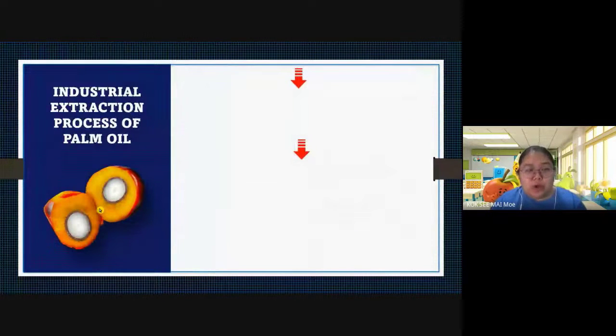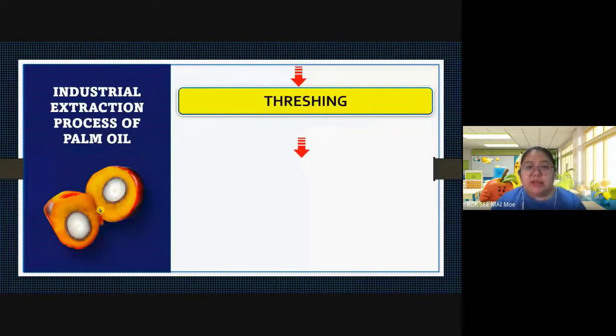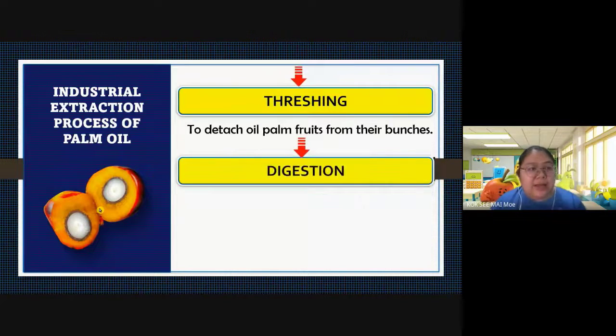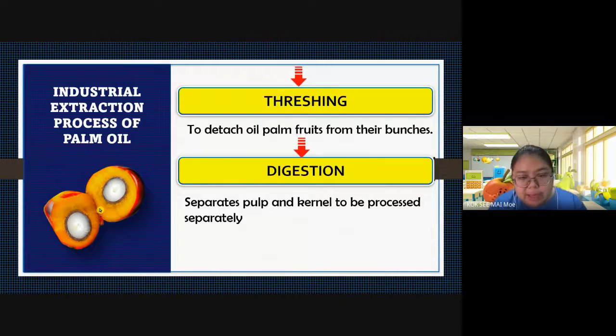Now we continue after sterilization. There's threshing. Let's see what they do in threshing: they detach, or separate, the oil palm fruit from their bunches. After that, we see digestion. Now we start working on the inside. Digestion means you need to separate the pulp, the orange part, the meso, and also the kernel, to be processed separately.